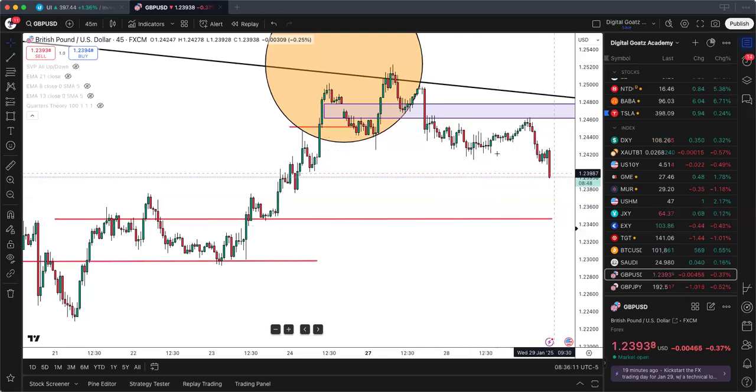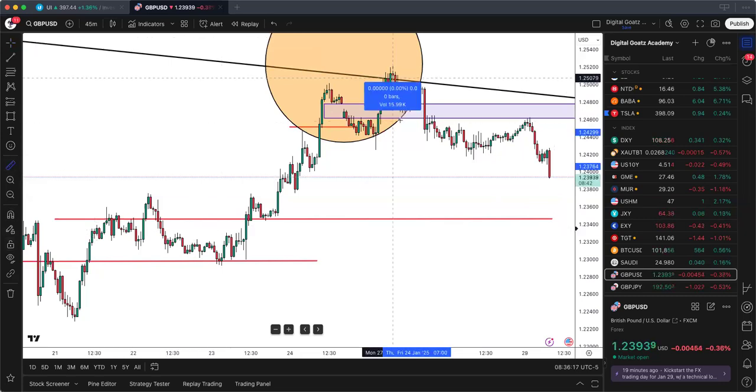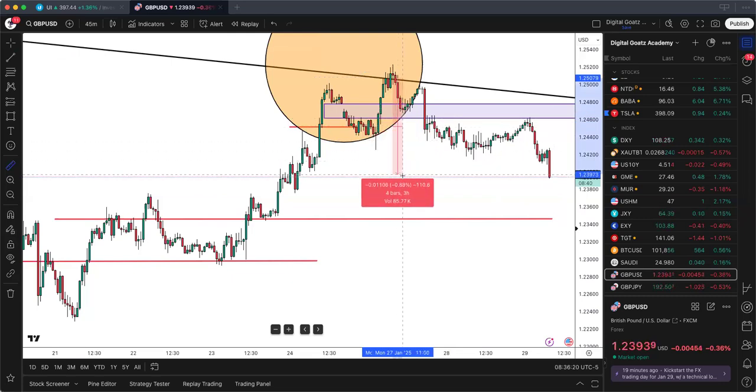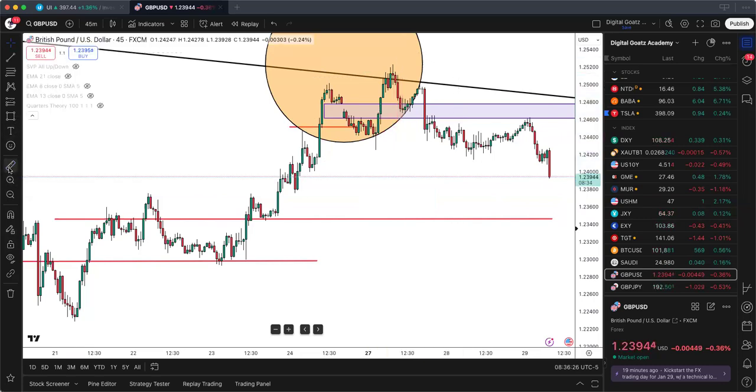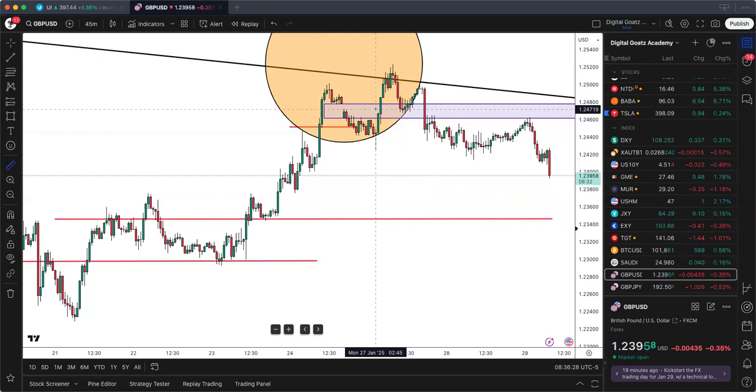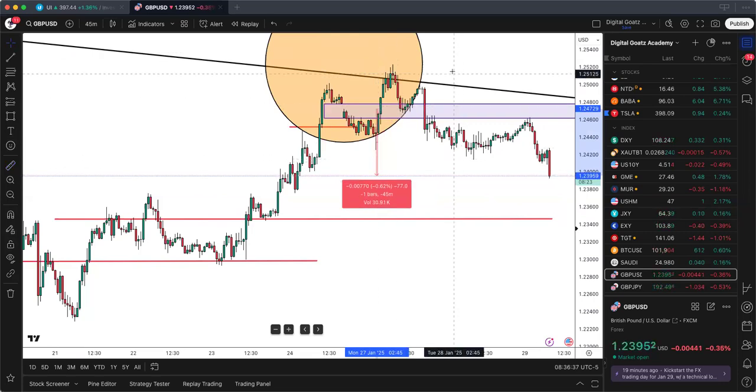But our target is 23,354, I believe. And as you can see, if you would have entered here, which most people probably didn't, you'd have been up 112 pips. That would have been the perfect entry. But I know this is probably about the area where I told my community to get in. So anywhere from here, they're probably up 77 pips. That's a pretty decent day, especially with the fact that it took like 3 days to unfold.